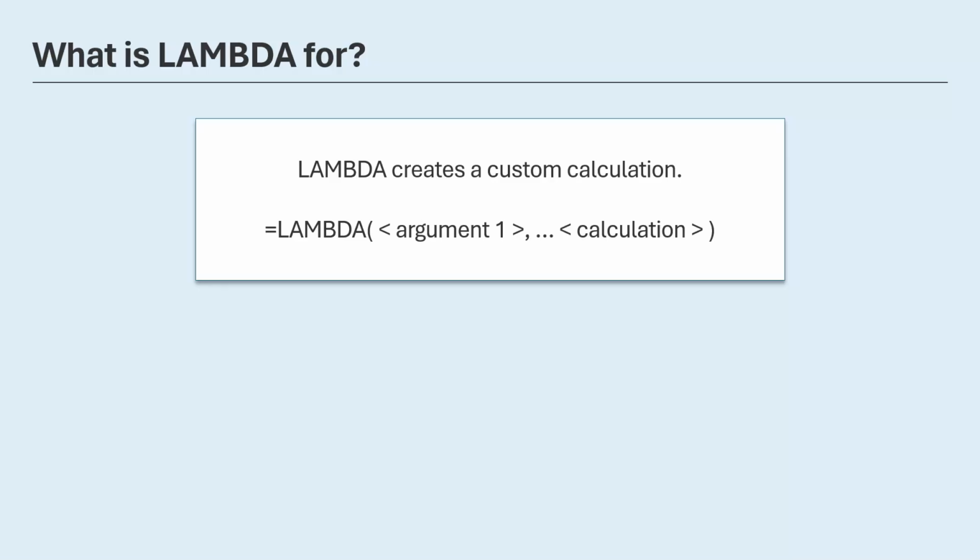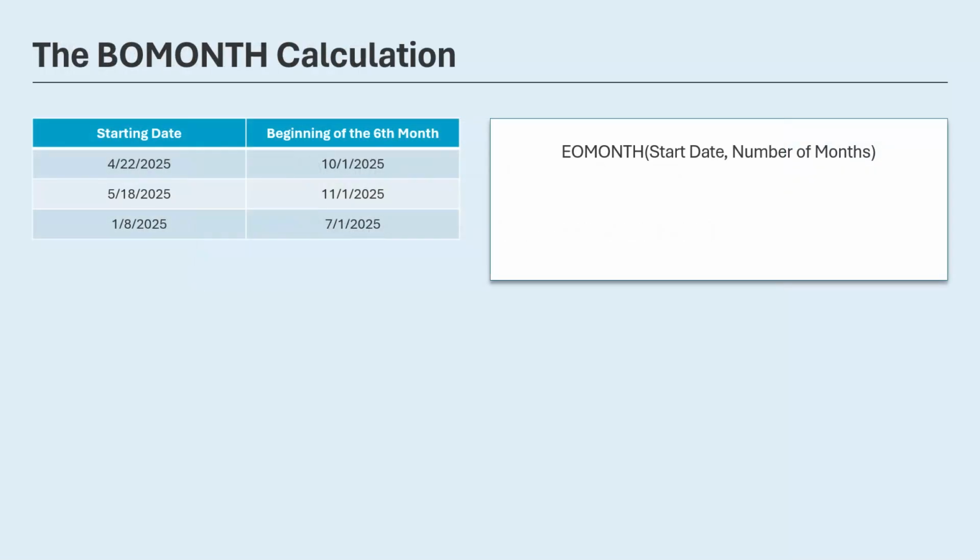And the way the Lambda function works is you put in =lambda, and then you put in any arguments that you think your calculation needs, and then finish it up with whatever the calculation is that you want it to execute. Now, I'm going to give an example in this video for something called BOMONTH. So why would I want a BOMONTH function?